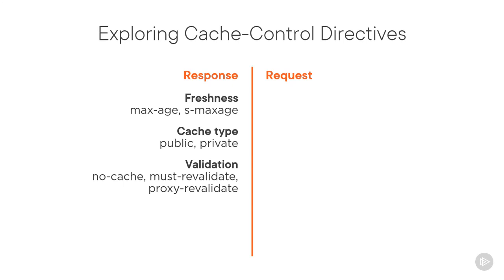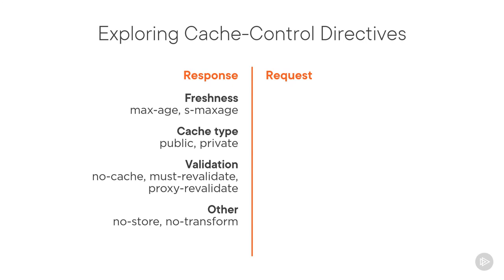With must revalidate, the server can state that if a response becomes stale, then revalidation has to happen. This is to allow the server to force revalidation by the cache even if a client has decided that stale responses are okay. And proxy revalidate is exactly the same as must revalidate, but it doesn't apply to private user agent caches like a browser cache.